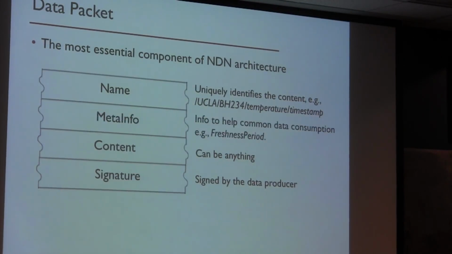The last part is some auxiliary optional information we call the meta info. So sometimes it's useful to have additional information together with the data packet. Here I put an example called a freshness period. It's saying how long this data can stay fresh. Meaning, say maybe after 1 minute, the temperature sensor is going to produce another reading.